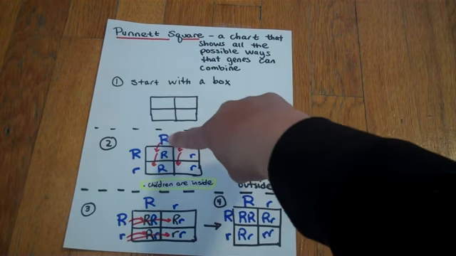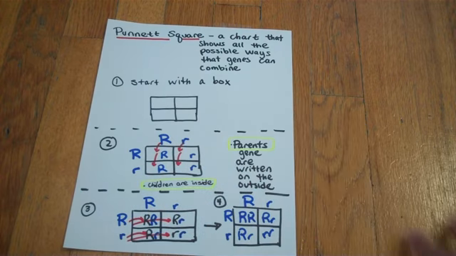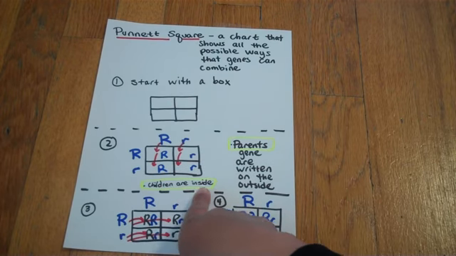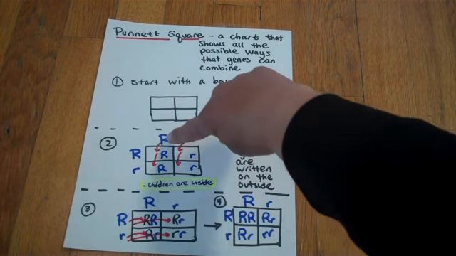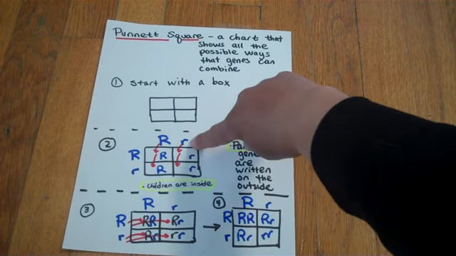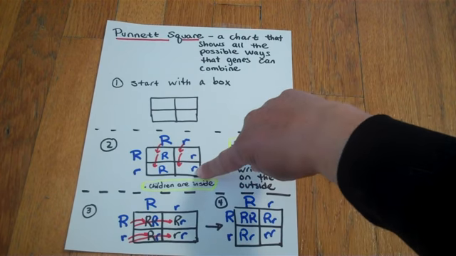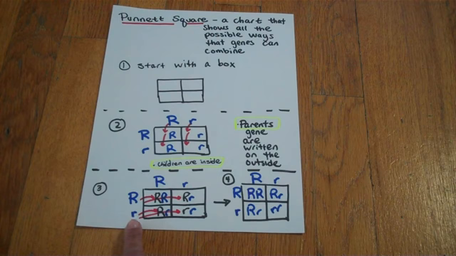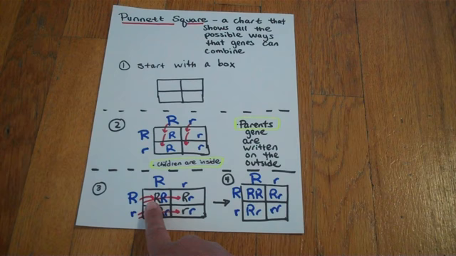For this example, I'm going to use the arrows to show how the genes go inside the boxes. Inside the boxes are the children's genes. This capital R gets dropped down in these 2 boxes. This lowercase r gets dropped down in these 2 boxes. Here's the other parent's genes given to the children. So this R comes across on both of these boxes, and this lowercase r goes across in both of those boxes.